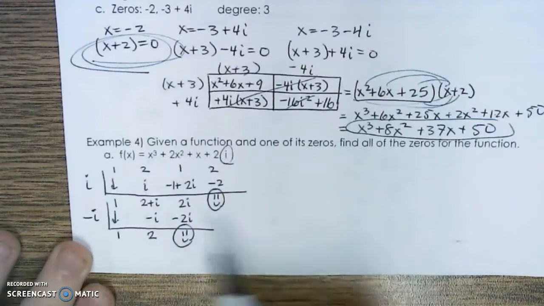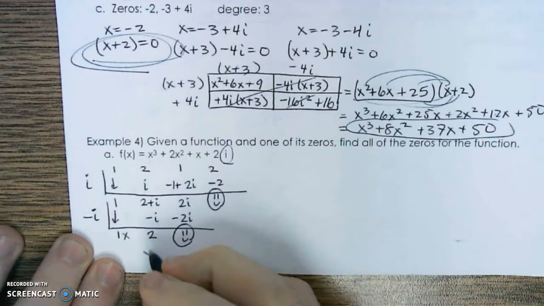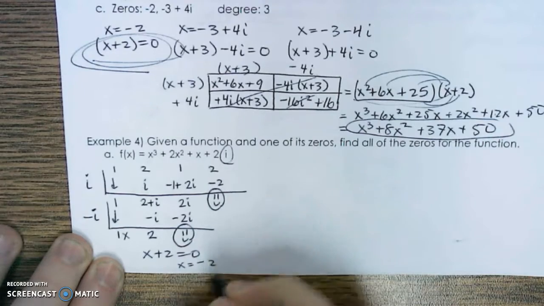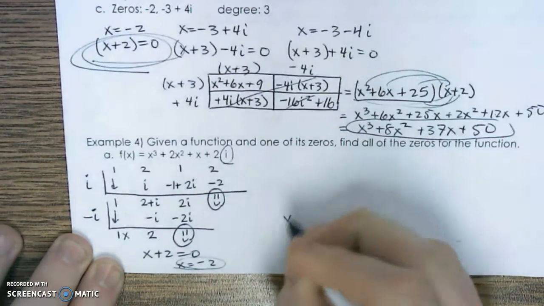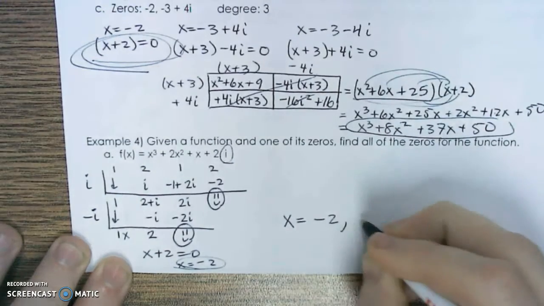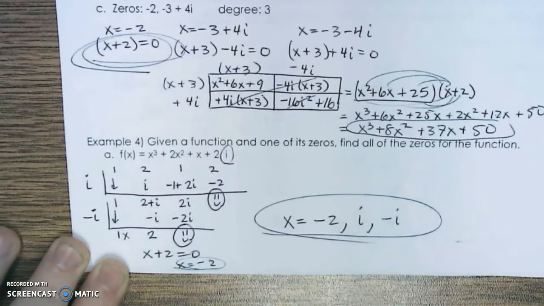And then we're left with a 2, which is a constant, and a 1x. And so we just set that x plus 2 equal to 0, and we get negative 2 as our last answer. So we have three answers. We have a real negative 2, an imaginary i, and an imaginary negative i for the zeros of that function.